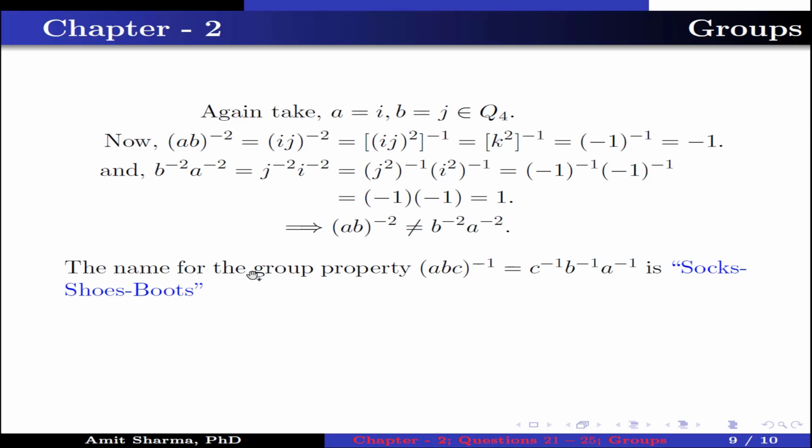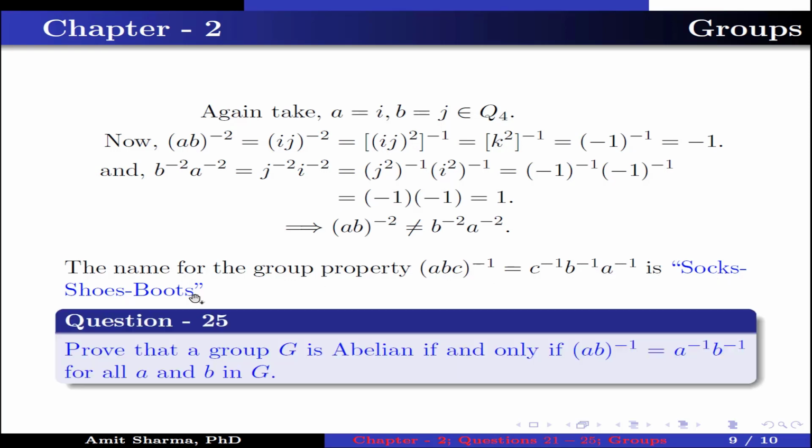Now, the next part: the name of the property (abc)^(-1) = c^(-1) b^(-1) a^(-1) is socks, shoes and boots.